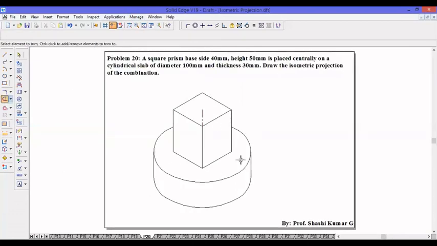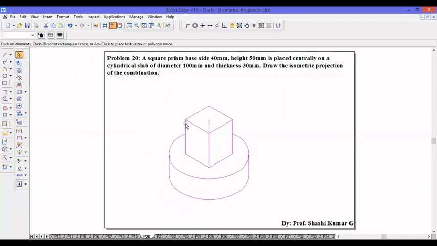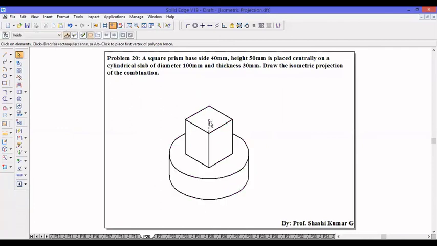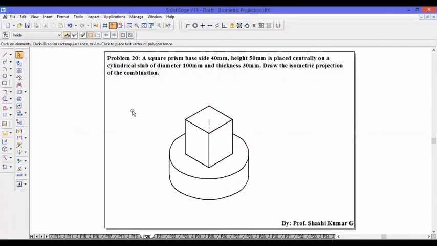So this is the isometric view. Convert into isometric scale 0.8164 and change the line thickness to 0.5. Select axis thickness 0.13. This is the solution for example problem number 20. Hope you understood. Thank you.